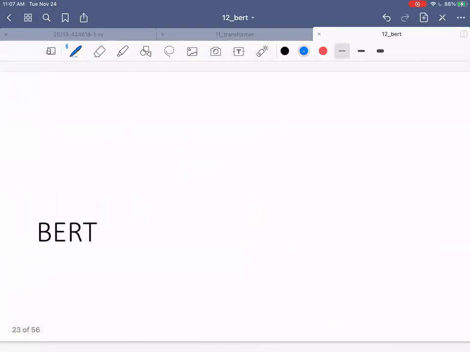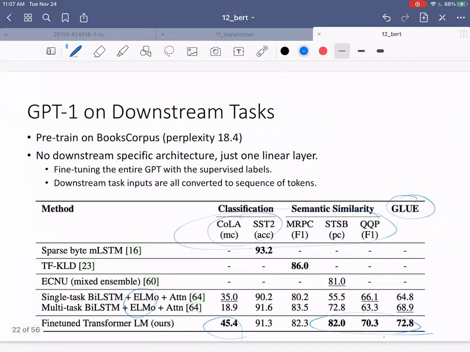So that was the beginning of the contextualized word embeddings. Beginning with ELMo, and then after ELMo came GPT-1, and GPT-1 already was a humongous model. Compared to a multi-layer bidirectional LSTM, 12 stacks of transformer is already a pretty sizable model.